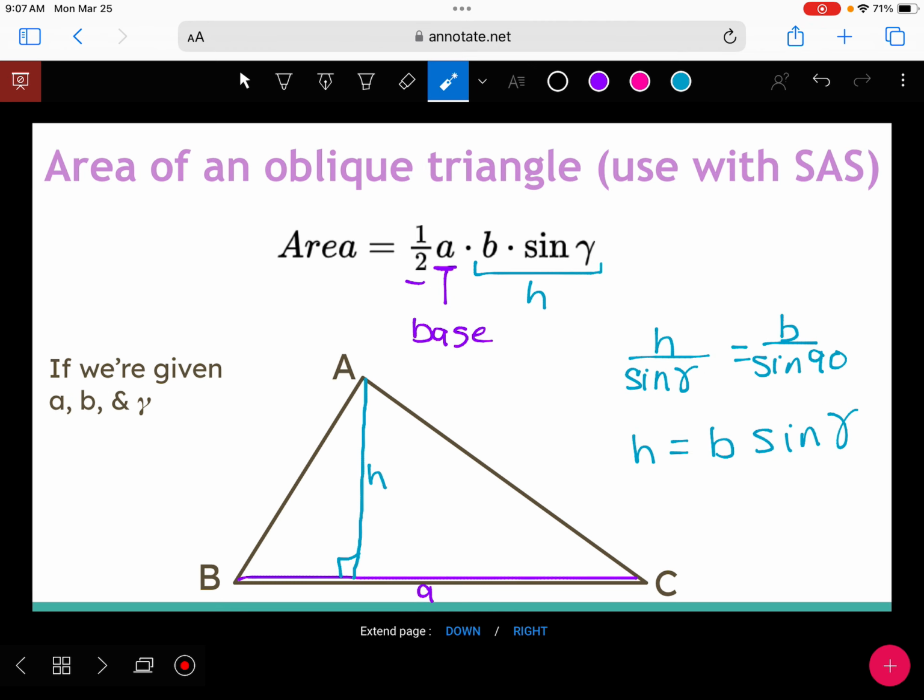So we're going to use this to find areas of triangles today. We're going to find areas of triangles actually in a couple of different ways, because of course we are. Naturally. All right.